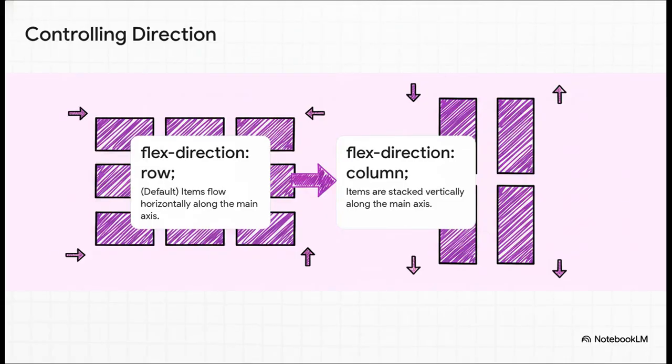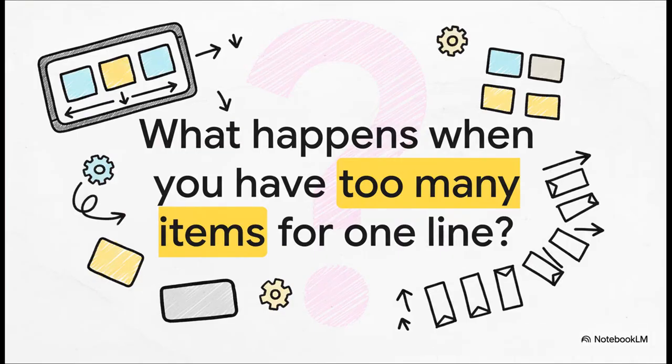So, how do you control which way is the main way? Simple. You use the flex direction property. Out of the box, it's set to row, which is why things line up horizontally. But what if you want them stacked? Just change it to column. Boom, they're vertical. It's that easy to switch between a row-based layout and a column-based one. Instant power.